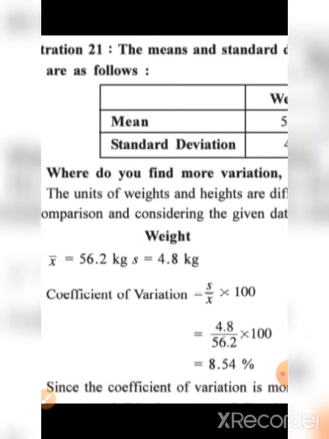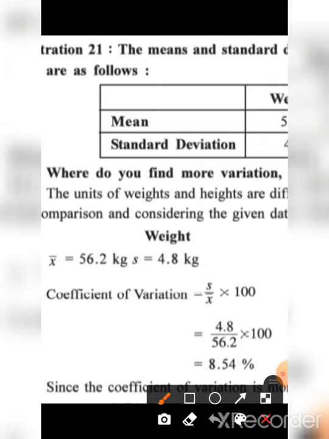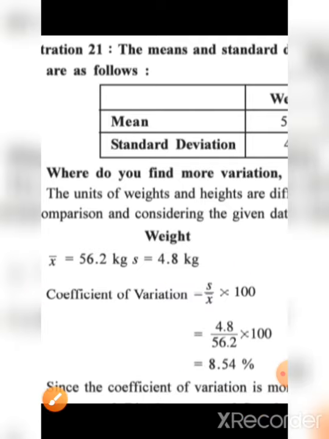Now as we do the calculation for weight, the formula remains the same. Coefficient of variation is standard deviation s divided by mean into 100. s is 4.8, that is the standard deviation, divided by your mean 56.2 into 100. It will give you something like 8.54 percentage. So this was the weight.